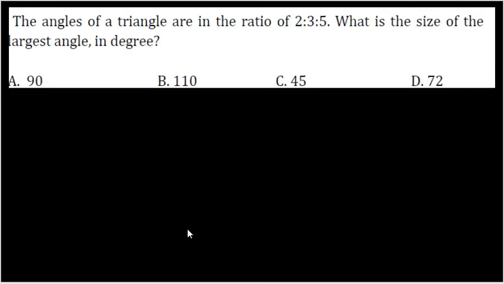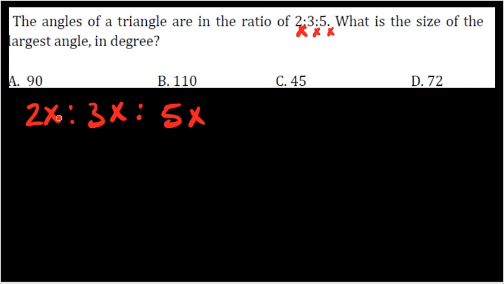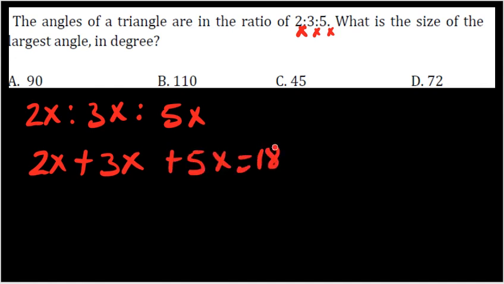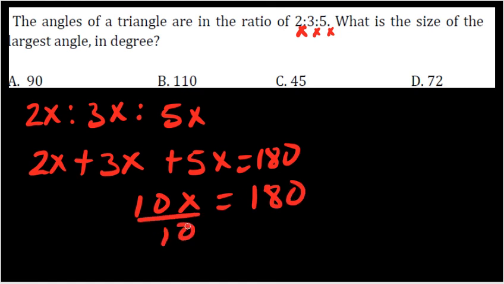The next question, the angles of a triangle are in the ratio 2, 3, 5. What is the size of the largest angle? In case of ratio, you can give each of them the same variable, x, or a, the same variable anyways. So this time the ratio is 2x, 3x, 5x. Then since it is a triangle, the sum of the three angles should be 180. So we'll add it. 2x plus 3x plus 5x is equal to 180. Add it, it's going to be 10x is equal to 180. Then divide by 10 both sides. So when you do that, you get x value 18.